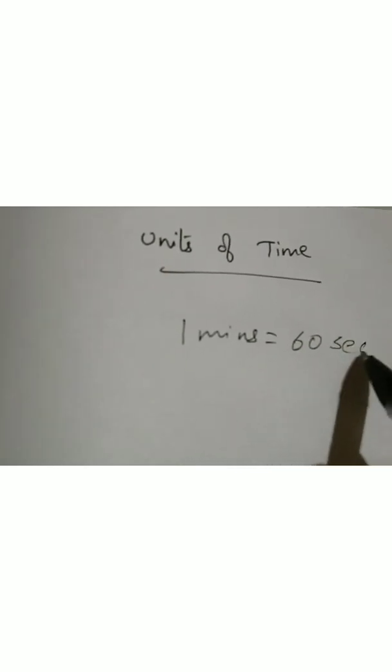Hello dear children. Now we can continue our units of time. We all know that 1 minute is equal to 60 seconds. Then 1 hour is equal to 60 minutes. Okay, that is here.